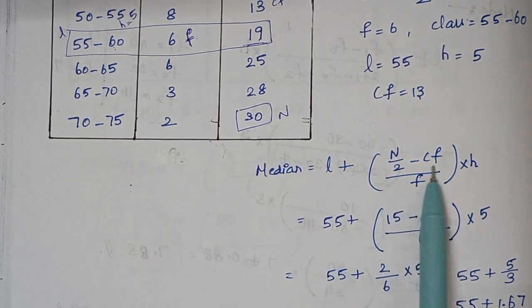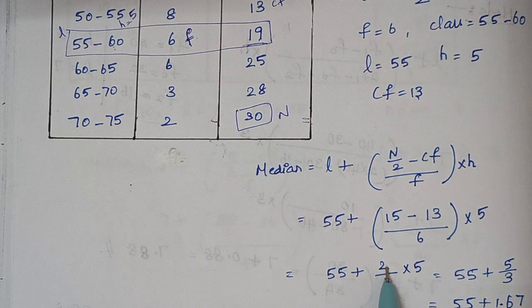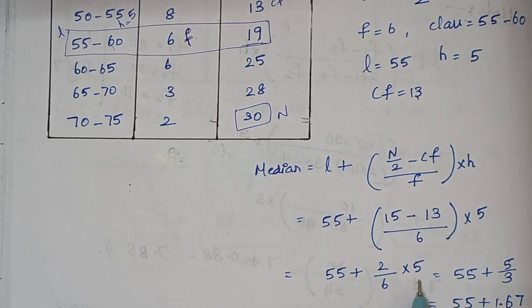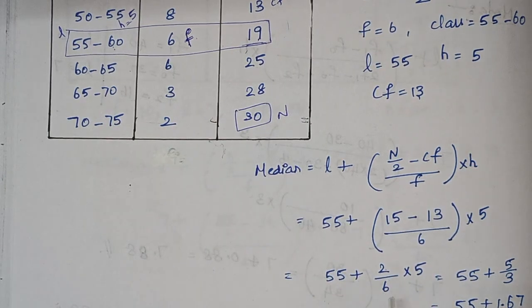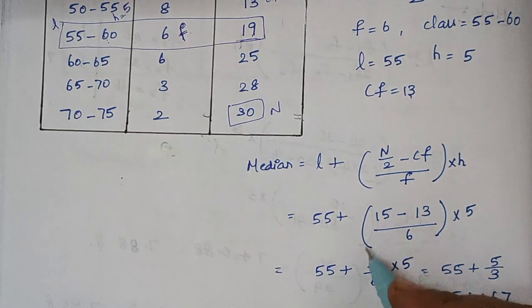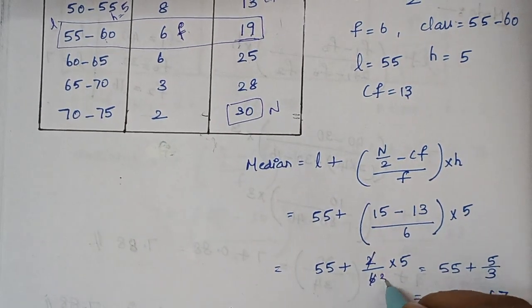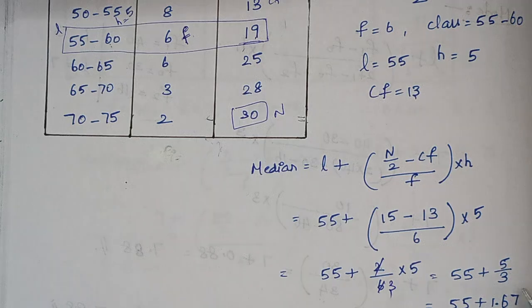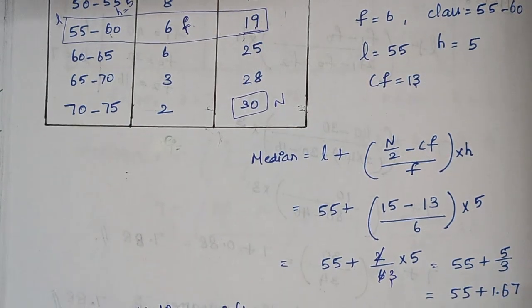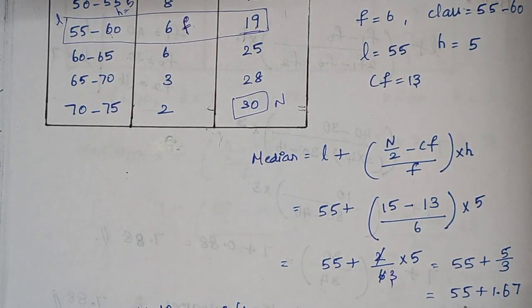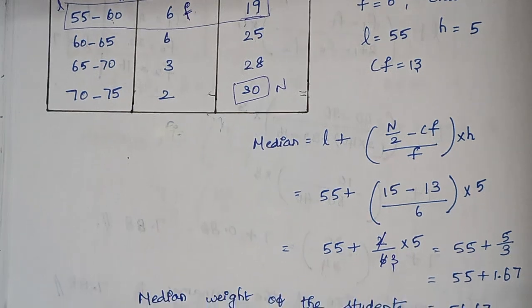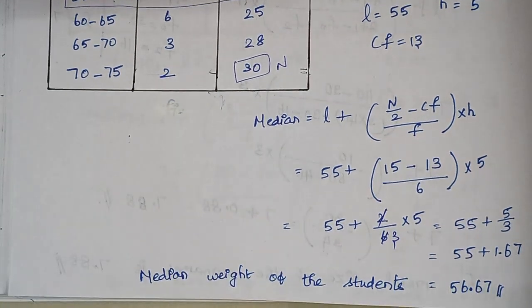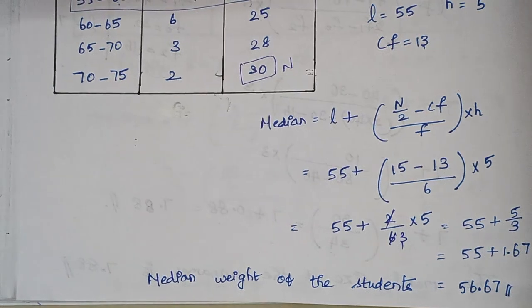55 plus, when you solve this, 15 minus 13 gives you 2. So 2 by 6 into 5. So again, here what is the thing? This becomes, when you cancel 2 and 6, it becomes 1 by 3. So here it is 5 by 3. 5 by 3 gives 1.67. So 55 plus 1.67 finally gives the answer 56.67. So this is the median weight of the students.